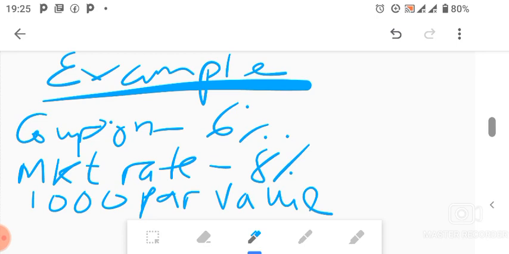Okay, so they give you a scenario with this information: a coupon rate of 6%, market rate of 8%, and 1,000 par value. How do you work this out? So what actually happens is that when you get this information, you want to compute how much they'll be giving you on a yearly period, and then maybe they even tell you that this bond is due for 10 years.